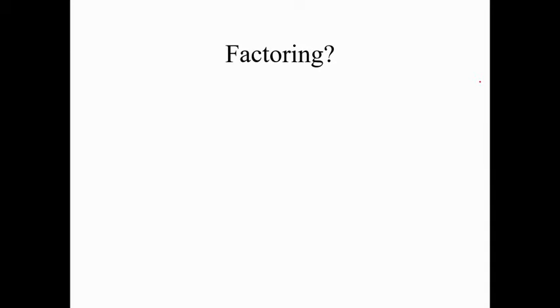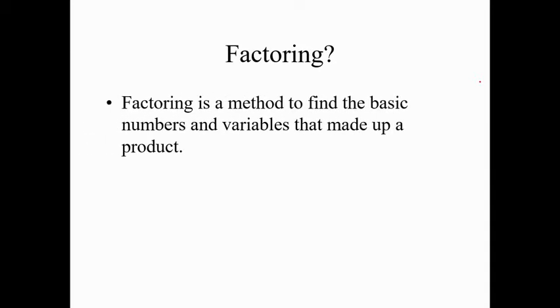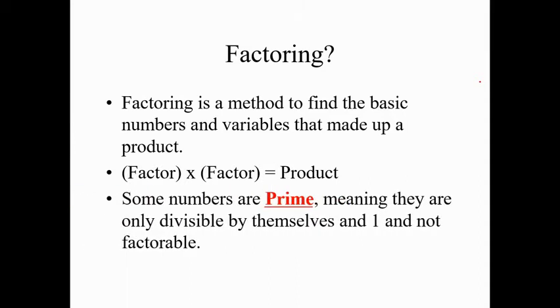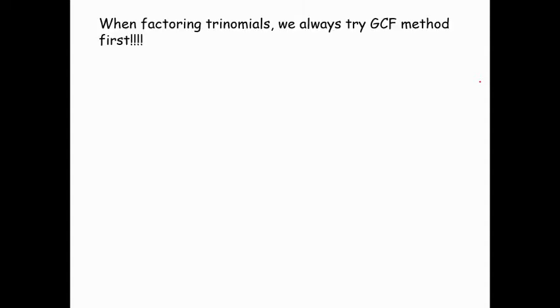What is factoring? Factoring is a method to find the basic numbers and variables that make up a product. So factor times factor equals a product. Some numbers are prime, meaning they are only divisible by themselves and 1 and are not factorable. Think 1, 2, 3, 5, 7, etc.